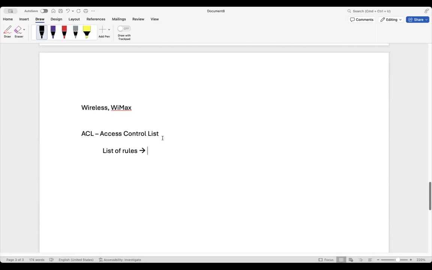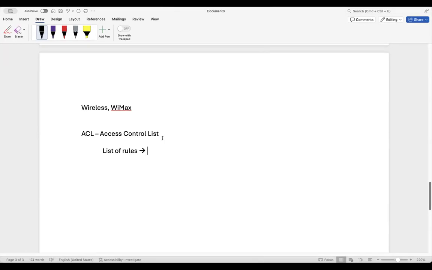And these access control lists can be associated with the router where the traffic is going to be switched between the networks. When the router receives the traffic, before it forwards or during the forwarding process, it will check whether this traffic is allowed as per my access control list or not. So the access control list will help the organization put restrictions on who can access what.